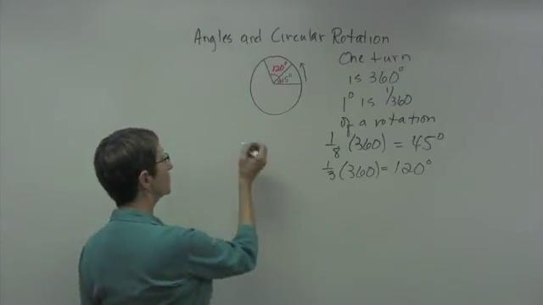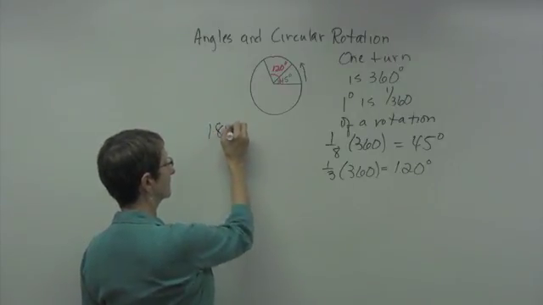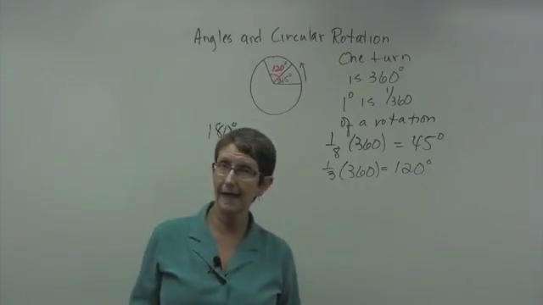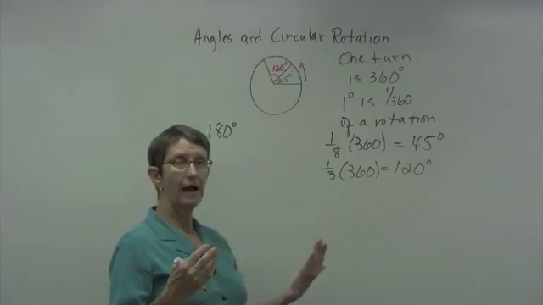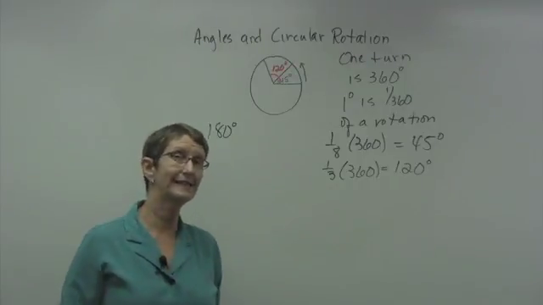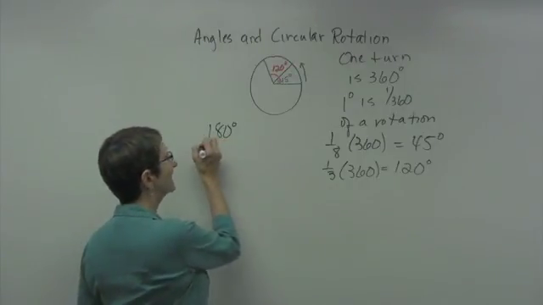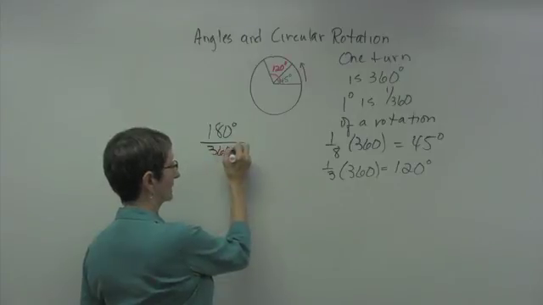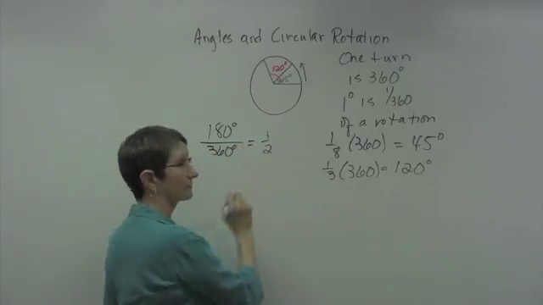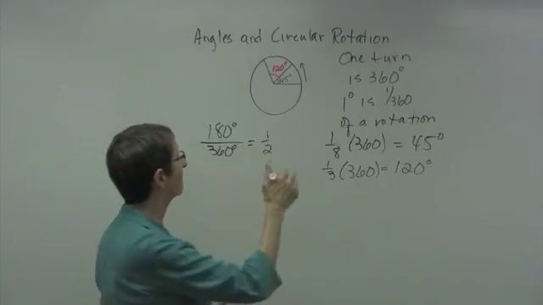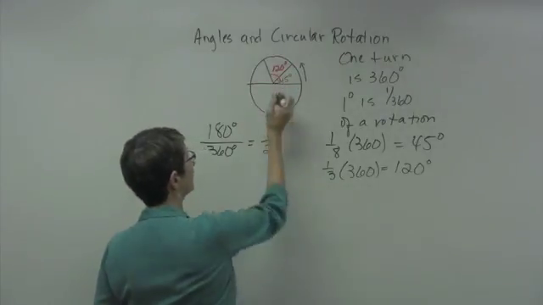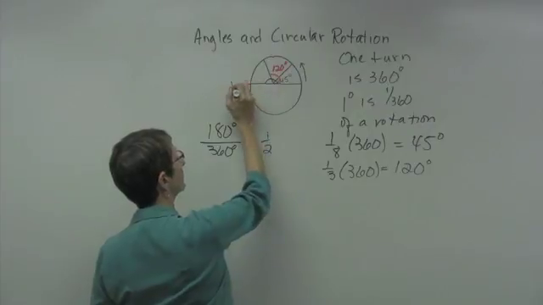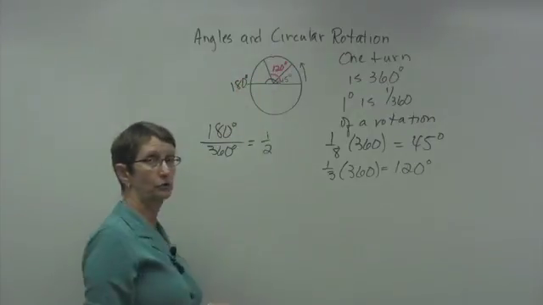So 180 degrees. How far around is that? Well, 180 is part of 360, so I go 180 divided by 360, and that will give me a half. So 180 is half the way around the circle. So I get over here, and this whole piece over here gives me 180 degrees.